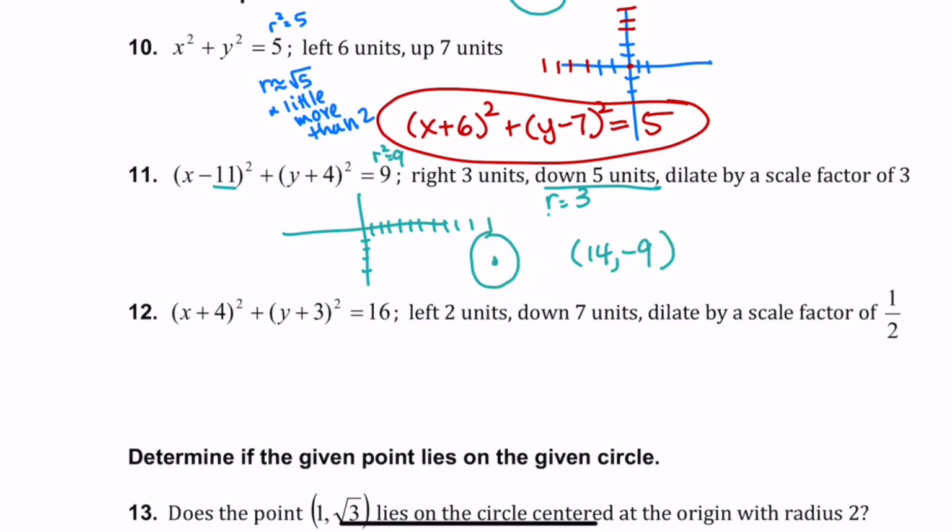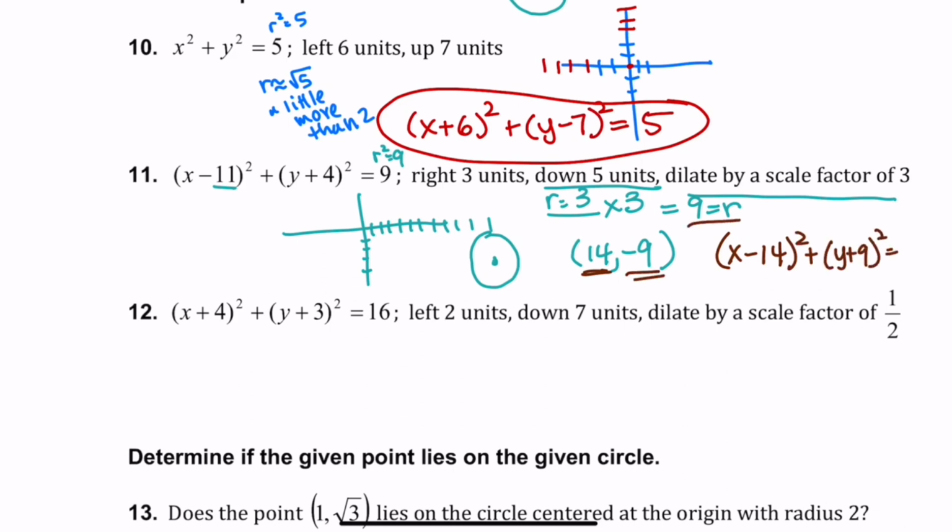Now my radius is 3. I'm going to dilate it by a scale factor of 3, which means it's going to be 3 times as big. So 3 times 3 is 9 is our new radius. So we're going to write the equation. It's going to have an x plus 14 is just going to change to a minus 14. A minus 9 is going to change to a plus 9. And our radius is 9. Our radius squared is 81.